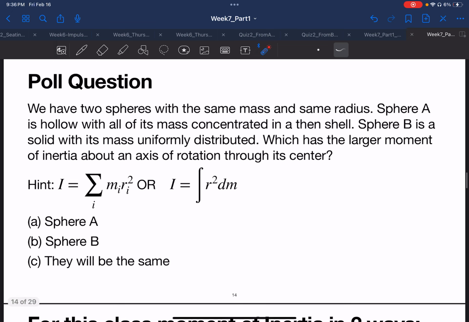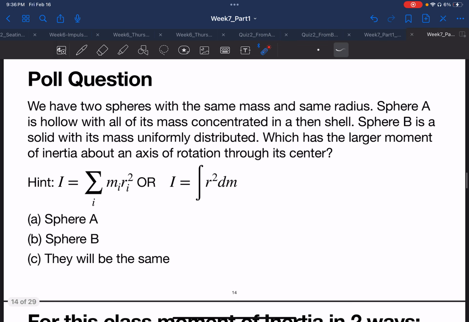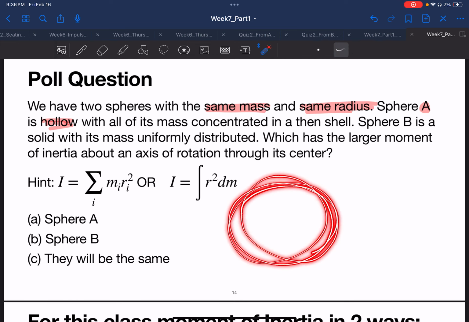So here's another poll question. I'd like you to pause the video and think through this yourself first and come up with a response. All right, so at this point, hopefully you've come up with a response. What we're doing here is comparing two spheres. They have the same mass and the same radius. Sphere A is hollow. So sphere A, basically all the mass is concentrated on the boundary and it's hollow inside.